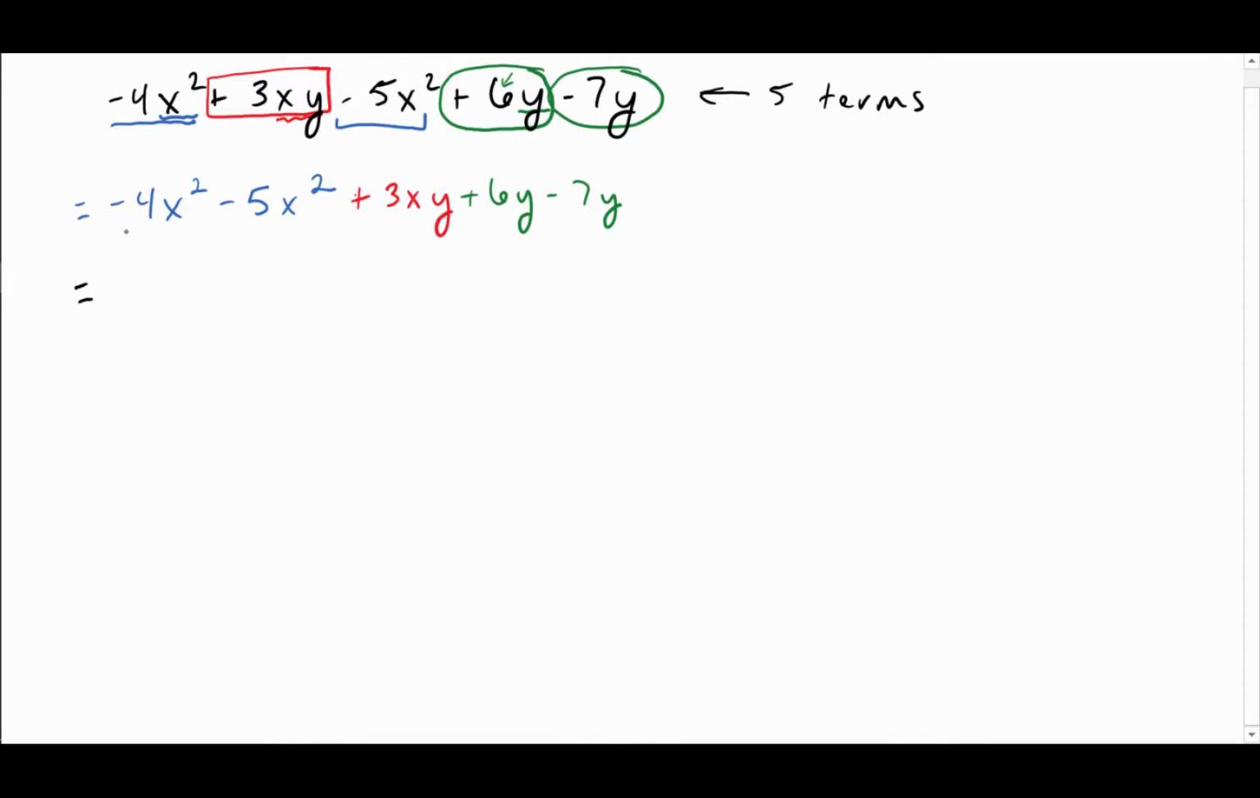Now that I have them grouped together, I see that I have negative 4x squareds and negative 5x squareds. Well, that's a total of negative 9 of these x squareds. I don't have any other terms with the same xy base, so I'm going to remain at 3 of those xy's. And lastly, I have 6 positive y's and an additional 7 negative y's. That's going to be a total of negative 1 of those y's.